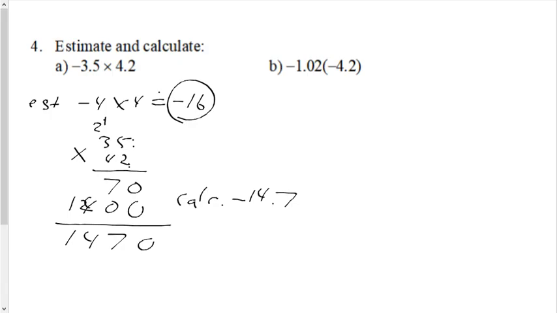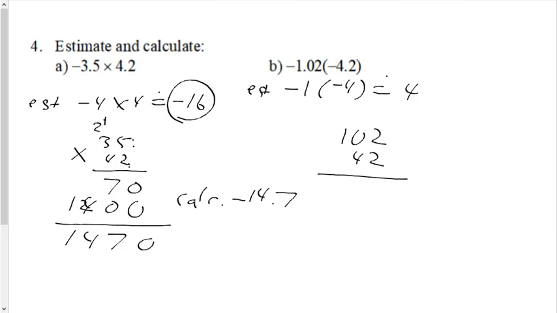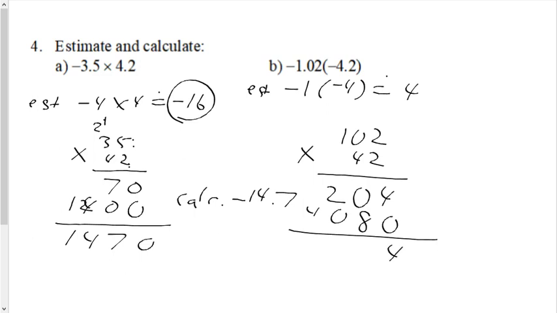And the last one, -1 times -4 will be my estimation, which will be +4. Then I'm going to drop my decimals, drop my negative signs, and multiply them. 2 times 2 is 4, 2 times 0 is 0, 2 times 1 is 2. Second number, second square, 4 times 2 is 8, 4 times 0 is 0, 4. Add them up. Since my estimation was +4, my calculation is 4.284. Thank you, Riley.